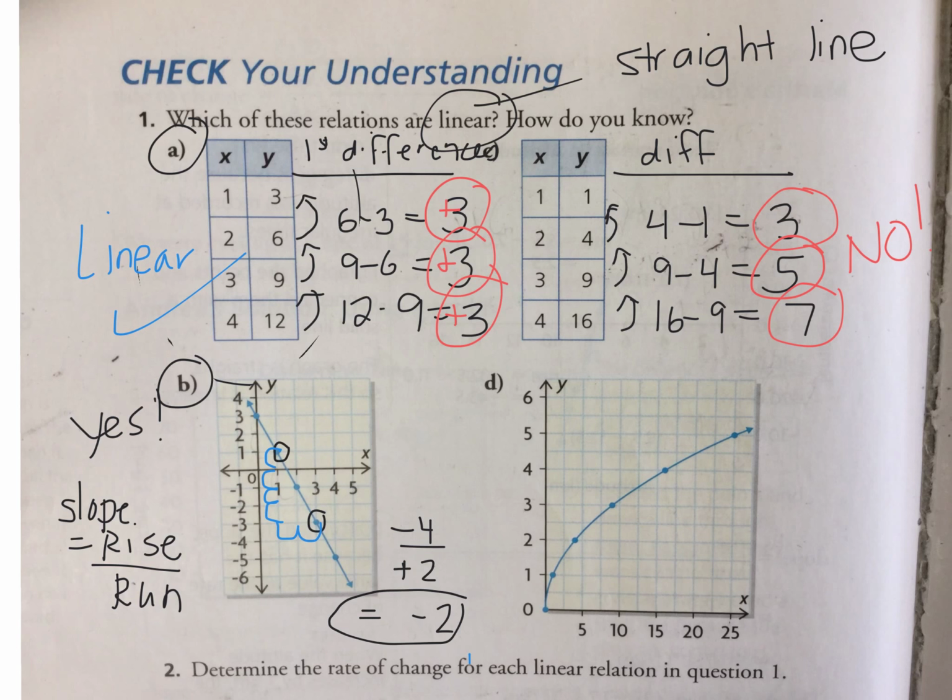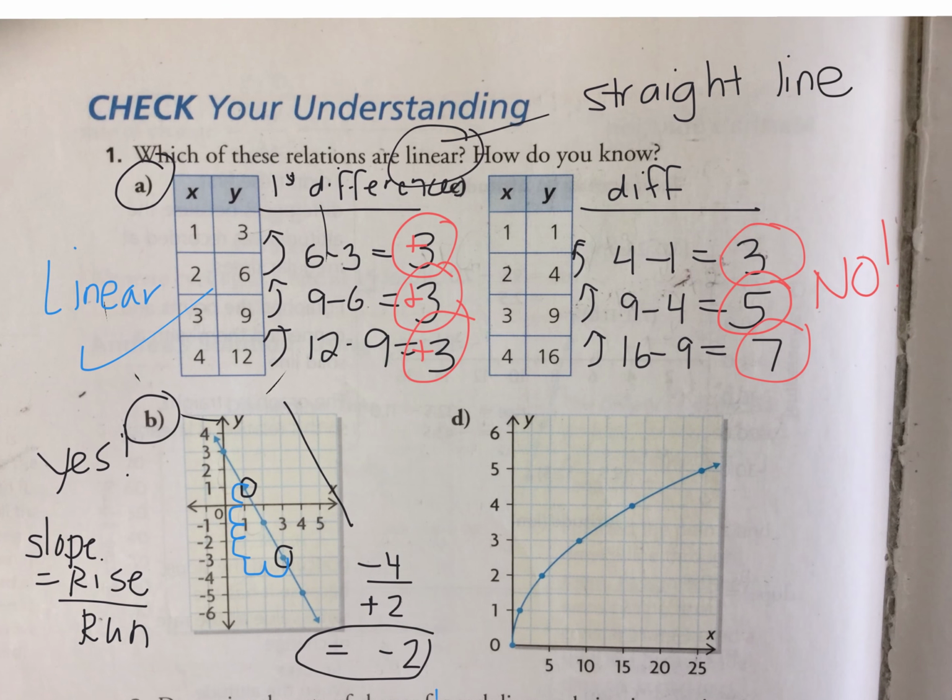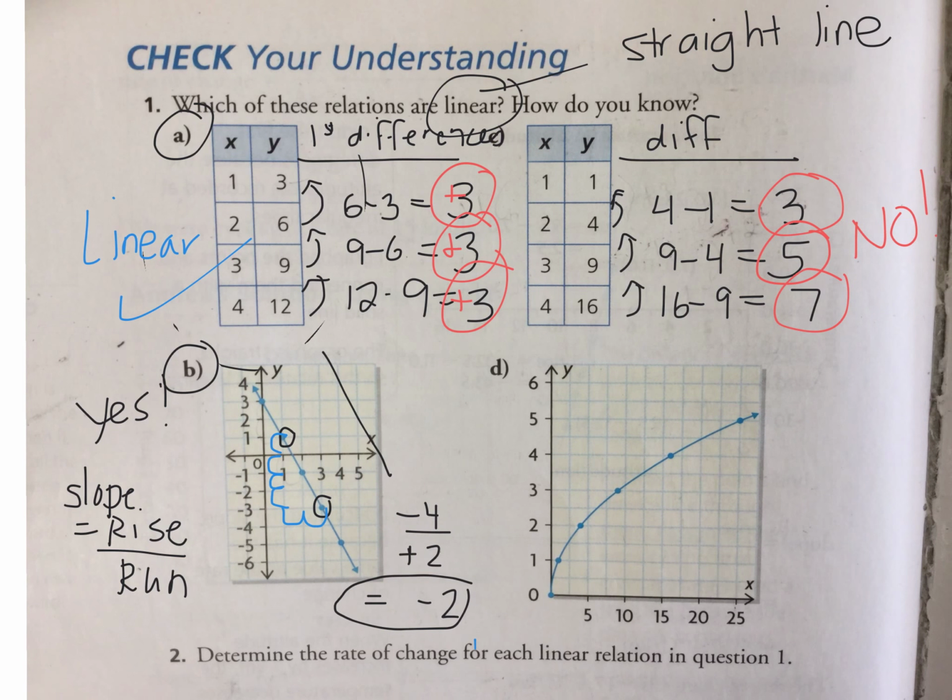Is it correct that it's negative? Look at the way the line is drawn. It's decreasing. The slope is negative 2. Is D linear or non-linear? Non-linear, good. How do we know? It's not a straight line. That's it.